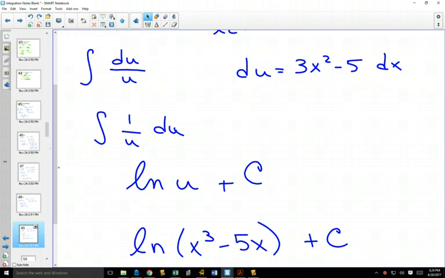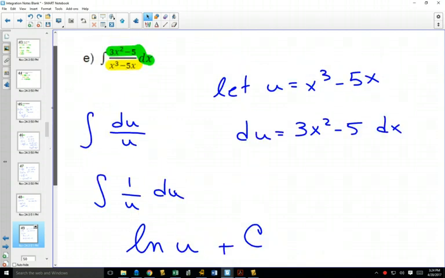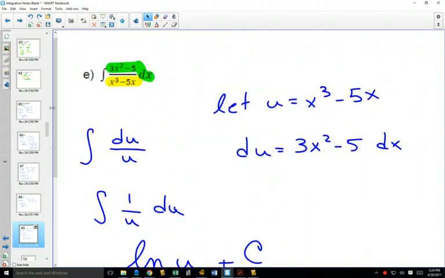And if you want to check, do the derivative of this. The derivative is going to be 1 over x cubed minus 5x. So that's where that makes sense that that x cubed minus 5x is on the bottom. And then multiplied, because of the chain rule, by a 3x squared minus 5. And that just got moved to the top of the fraction. But that's the same thing.